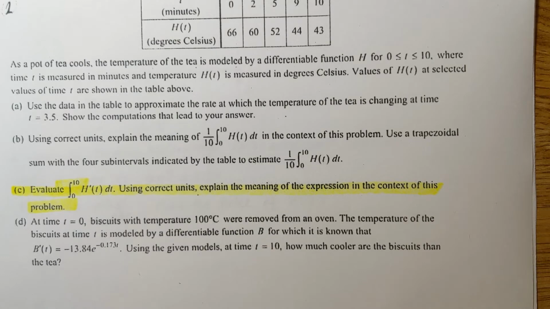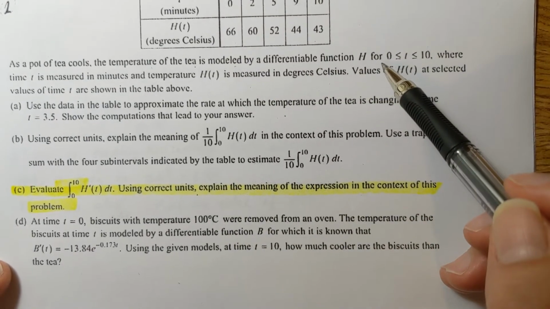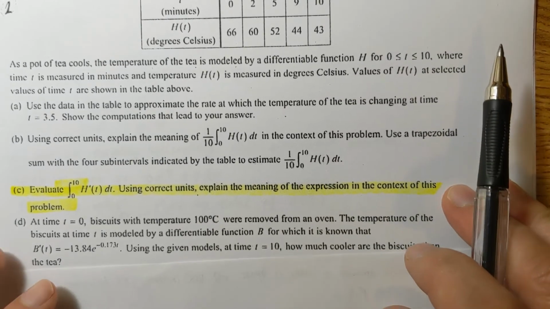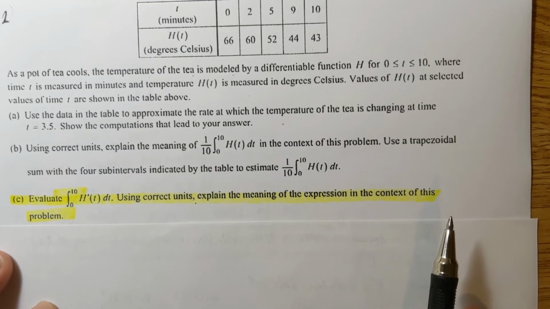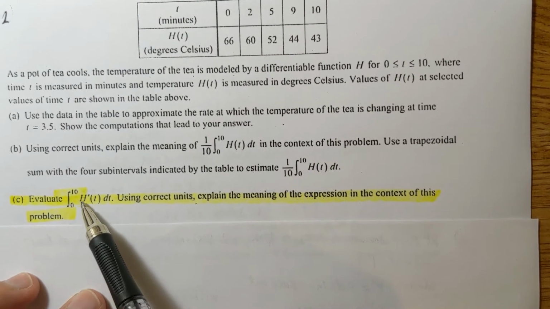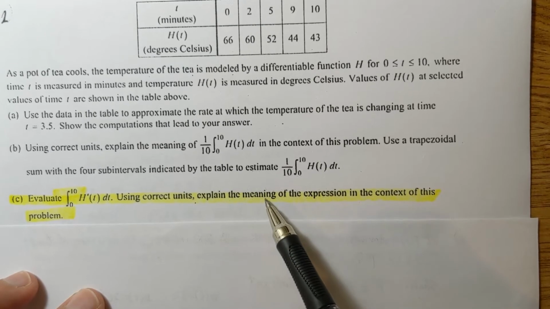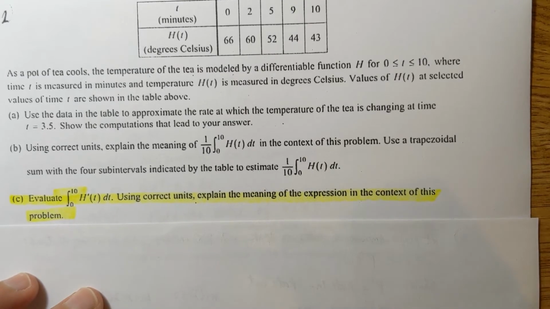So this question is talking about, as a part of a tea cruise, the temperature of the tea is modeled by a differentiable function h, in the interval 0 to 10, okay? And h is measured in degrees Celsius. So let's take a look at the focus that we are going to talk about today, which is part C. Evaluate the integral from 0 to 10 of h prime of t dt. Use correct unit. Explain the meaning of the expression in the context of this problem.